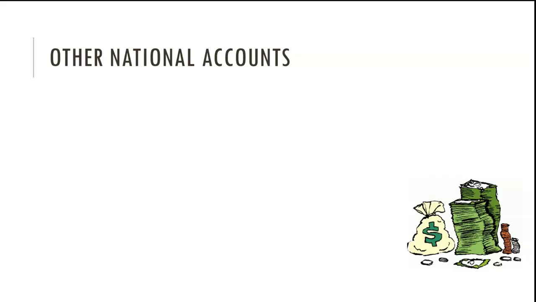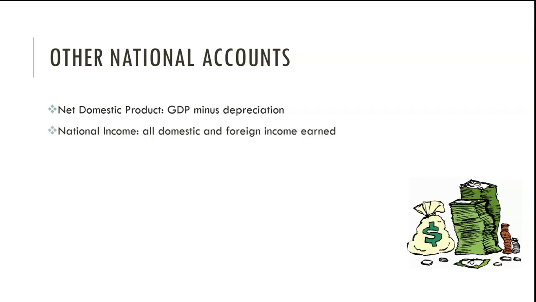There's a few other national accounts also that we will be mentioning and that will become important during some of our discussions. Net domestic product is GDP minus depreciation. So here we're just counting the value of things produced and we're ignoring depreciation. National income, all domestic and foreign income earned. So not just income earned on domestic production, but income earned on foreign production as well. Personal income, that refers to all income received. So domestic payments, foreign payments, any sort of transfer payments from the government.